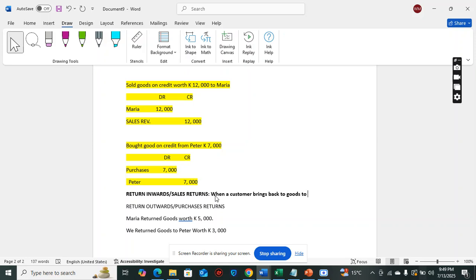Probably they are the wrong goods. Probably they are damaged goods. Maybe it was a mistake. So they return the goods to you. If you already made a sale, whether it be a cash sale to that person or a credit sale, when this person brings back the goods to you, it means you have to give them back their money, right, colleagues?